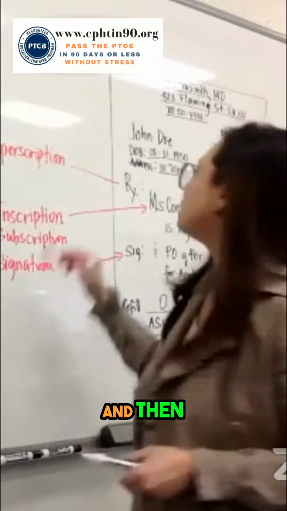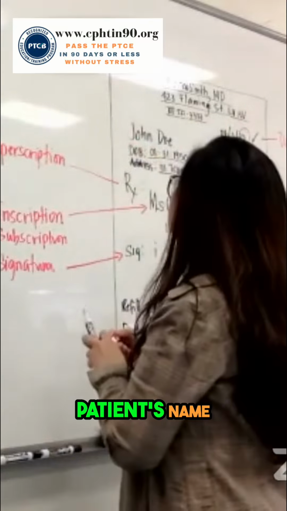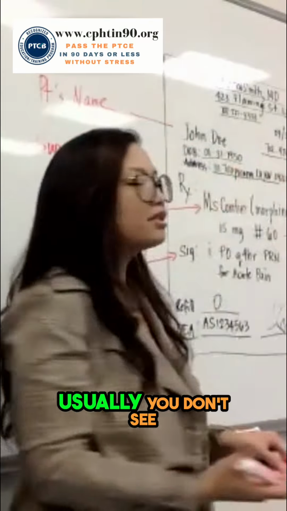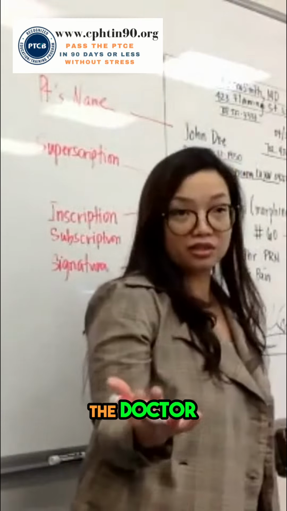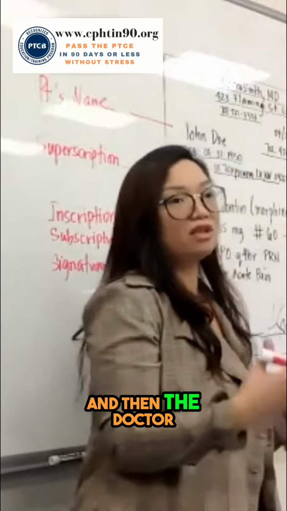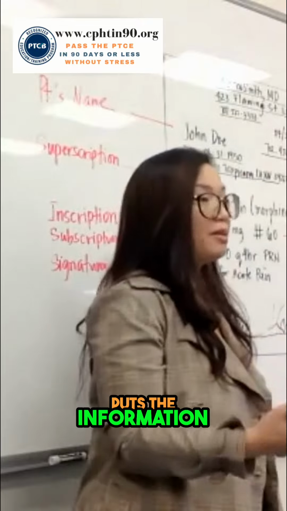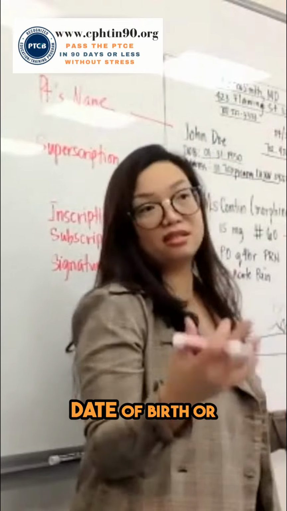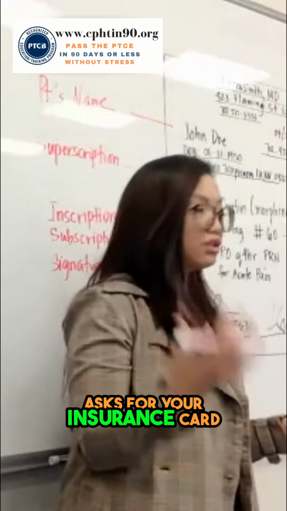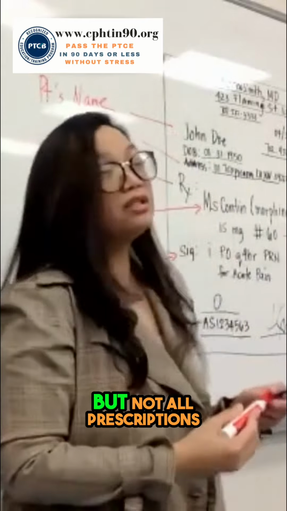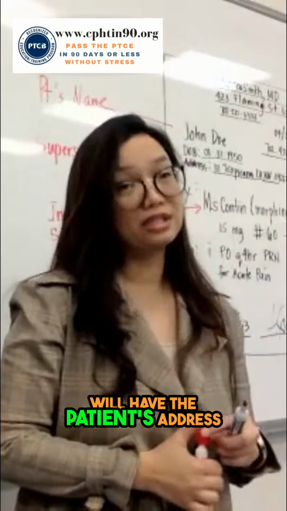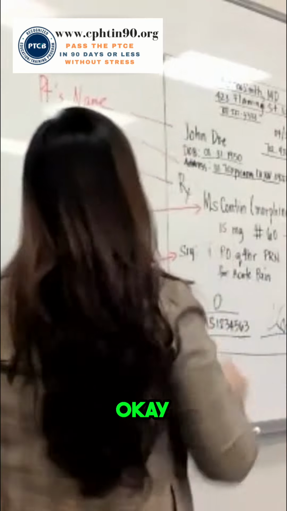And then here comes your patient. Patient's name, patient's date of birth. Usually you don't see that on a prescription that is given to the doctor. Okay. And then the doctor puts the information, or the pharmacist asks for date of birth or asks for your insurance card, all that information. This address is important, but not all prescriptions will have the patient's address. Okay. This is the patient's address.